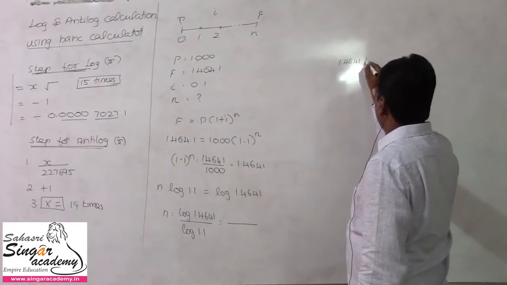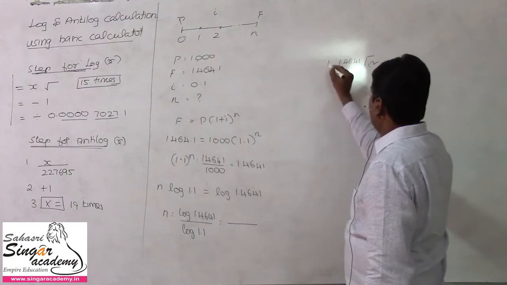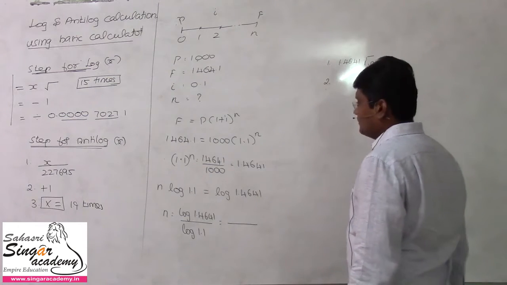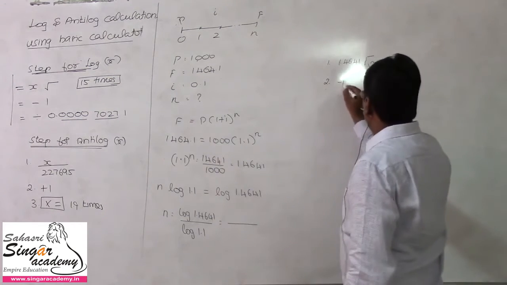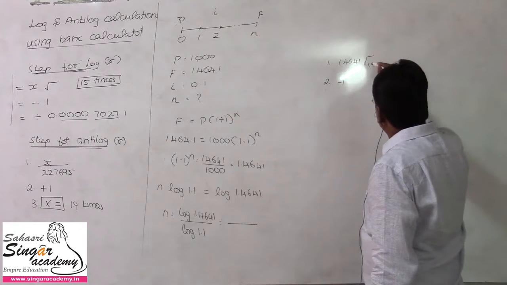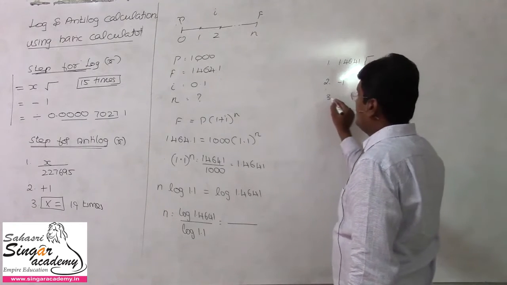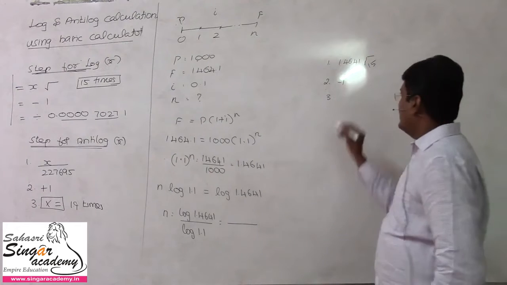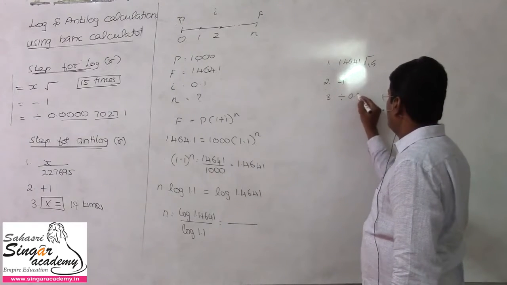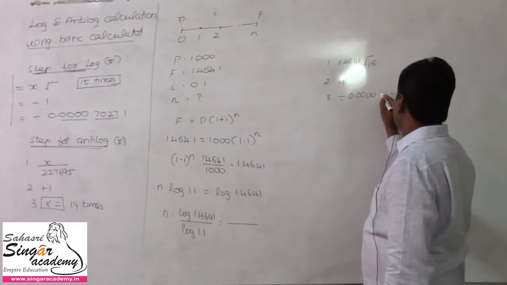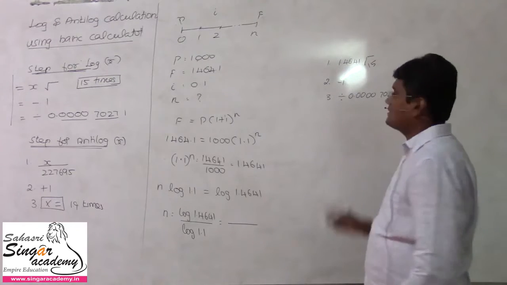You have to press root 12 times. Step number 1. Step number 2, minus 1. Okay, this will be the 15. Minus 1. Step number 3, you have to divide this by a special number, 0.00007027. 1 is a special number.